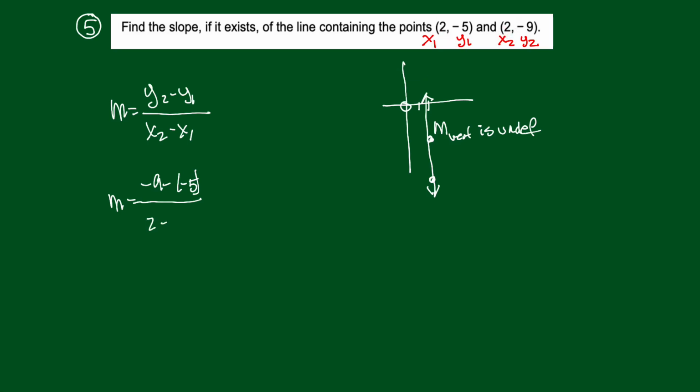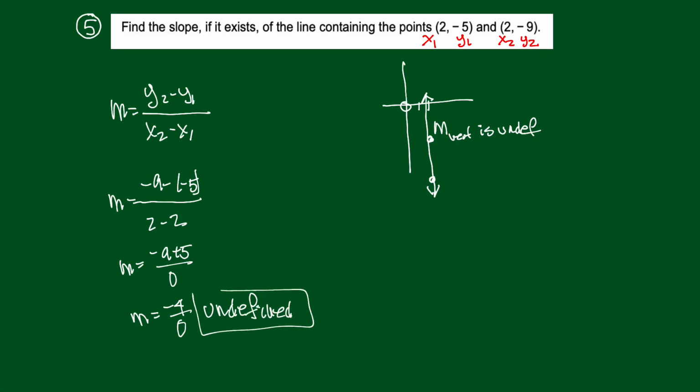Oh, I can see it now. All right, so the slope is negative 9 plus 5 all over 0, and it doesn't matter what that top is. Well, it's not 0, so the slope is negative 4 over 0. And if you have a non-zero number divided by 0, then this is undefined.